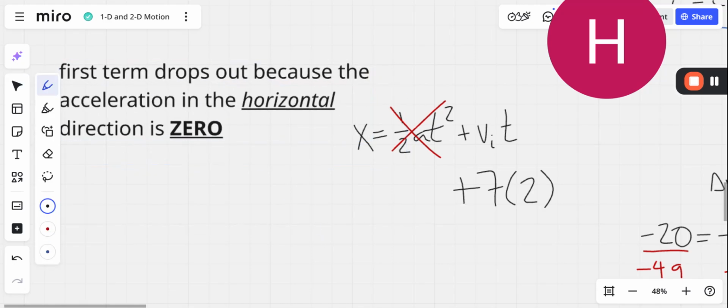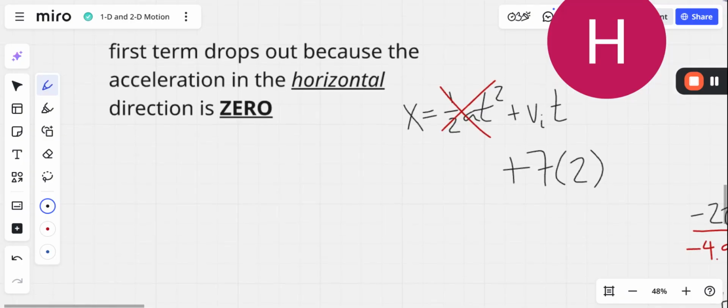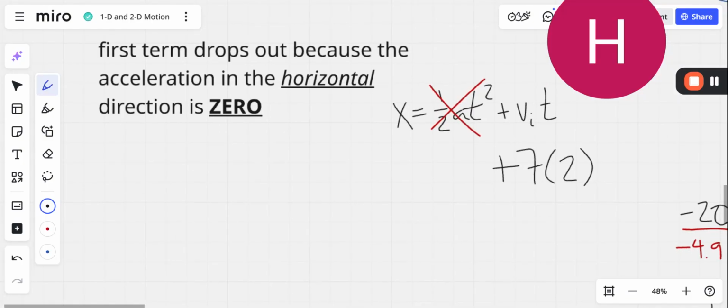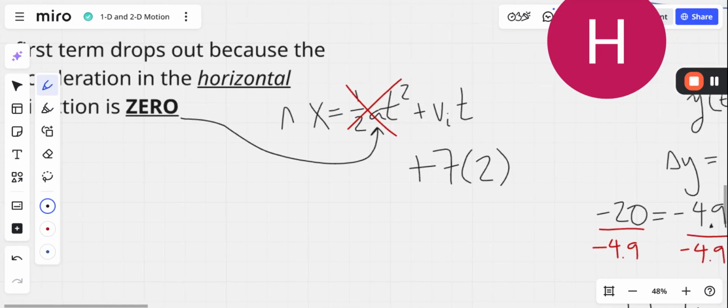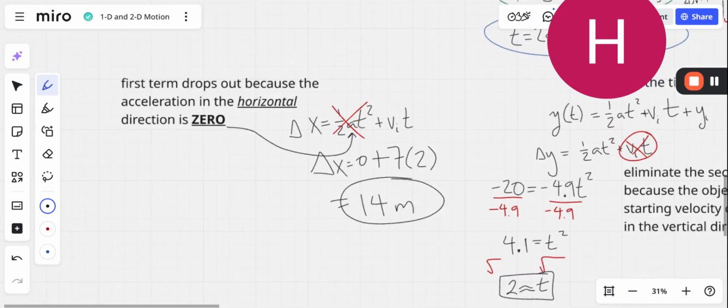Even though we threw the object, it is not being accelerated after it's released. That's the idea. We definitely had to give it acceleration to throw it, before we let go of the object. But once it's let go of, once it's launched, it is only under the influence of gravity, which means the a in the x direction is 0. So really our delta x just equals 0 plus 7 times 2, or 14 meters. That is how far it goes.